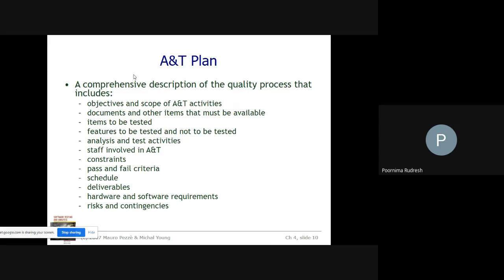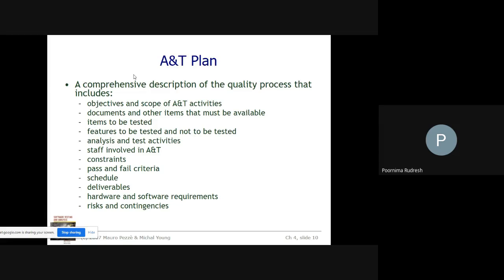The analysis and testing plan consists of different steps. Those are the objectives and scope of the analysis and testing activities, documents and other items that must be available, items to be tested, features to be tested and not to be tested. Then analysis and testing activities, staff involved, the constraints, and the pass and fail criteria. Pass and fail criteria means when you apply the testing and analysis activities, you have to check whether your developed system passes or fails those activities.